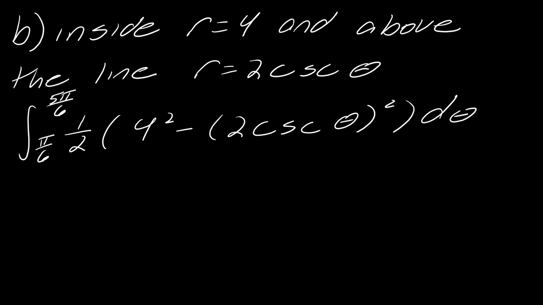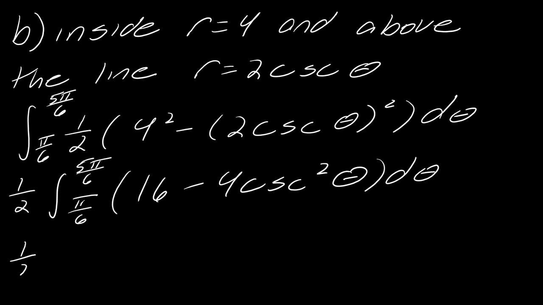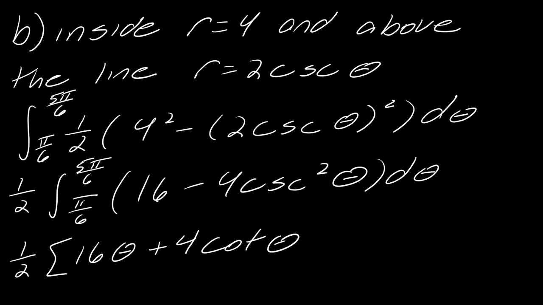Okay, cool. So I can clear some space. Then I can bring the 1/2 out, so I'm left with the integral from pi over 6 to 5 pi over 6 of 16 minus 4 cosecant squared theta d theta. Thankfully this one is easy enough to integrate. So I'm going to have 1/2 times 16 theta plus 4 cotangent theta.